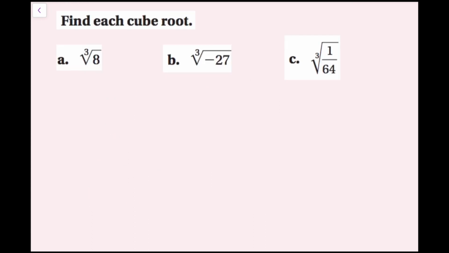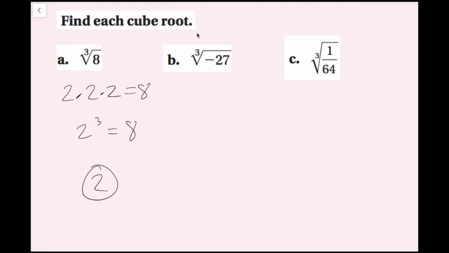Well, for part A, this is read as the cube root of 8. Well, I need to figure out what number cubed, or what number multiplied 3 times, equals 8. And that's going to be 2, because 2 times 2 times 2 equals 8, or 2 cubed equals 8. So the cube root of 8 is going to be 2.